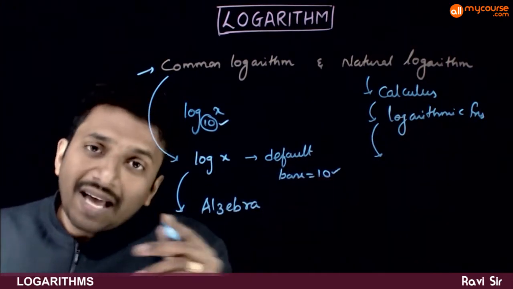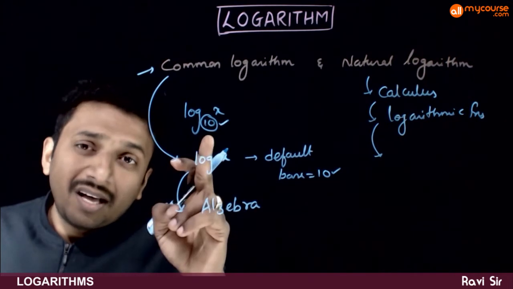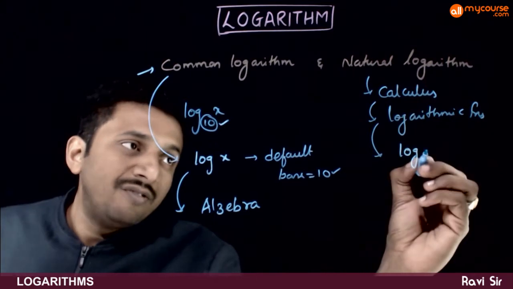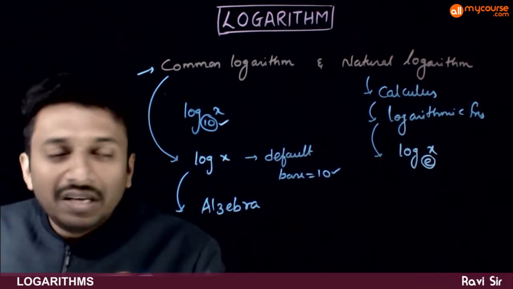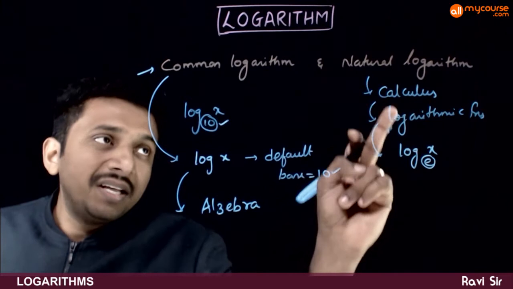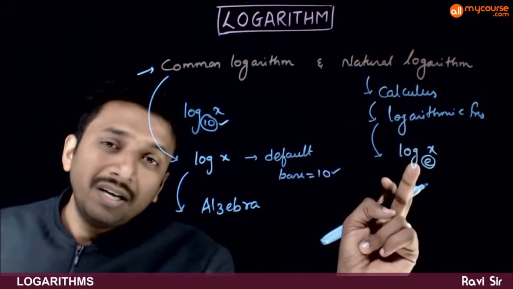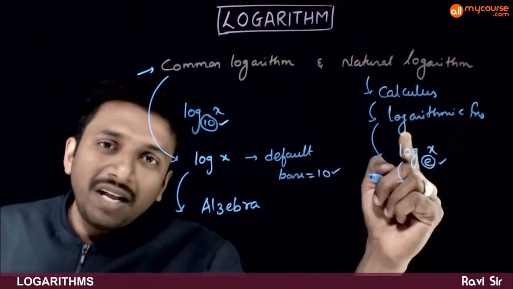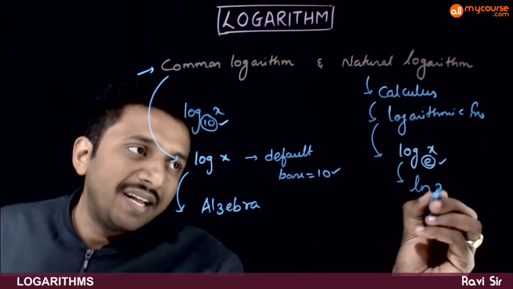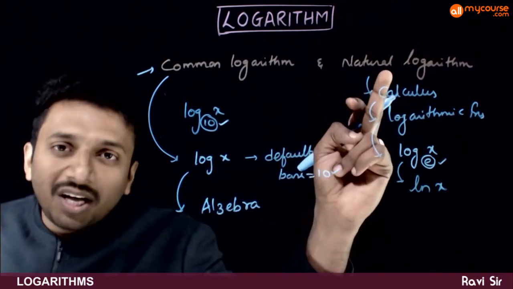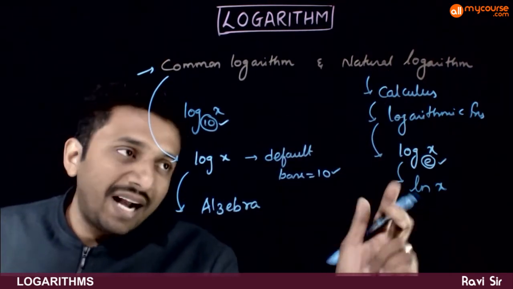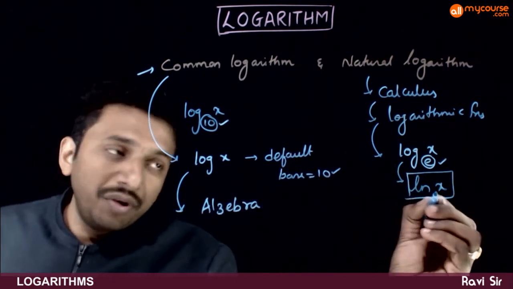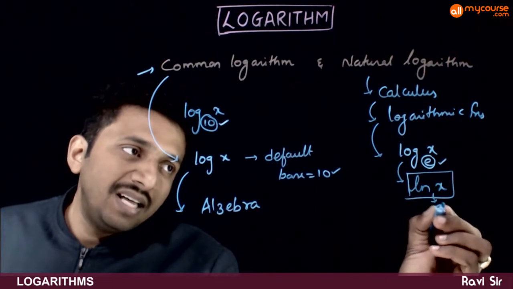In calculus, you'll observe that instead of 10, there is a very useful base which is called e. So log x to the base e. In calculus, we take log to the base e as the default base. And instead of writing log x here, we write it as ln x. We use the term natural logarithm. Ln x represents the natural logarithm of x, and whenever you write this, the default base is e.